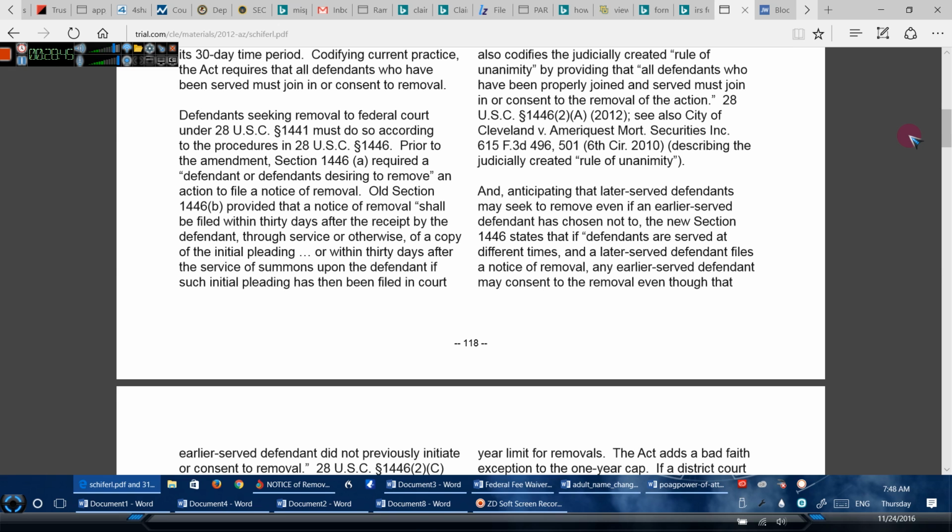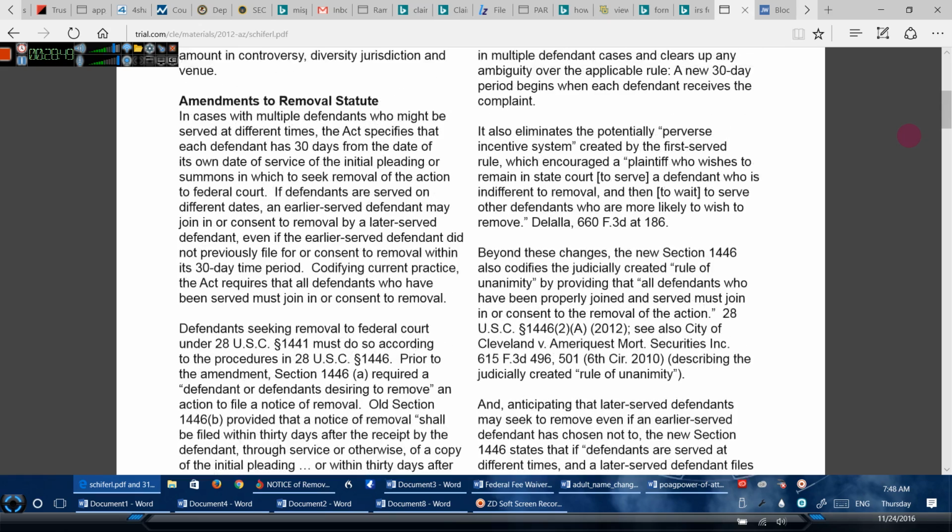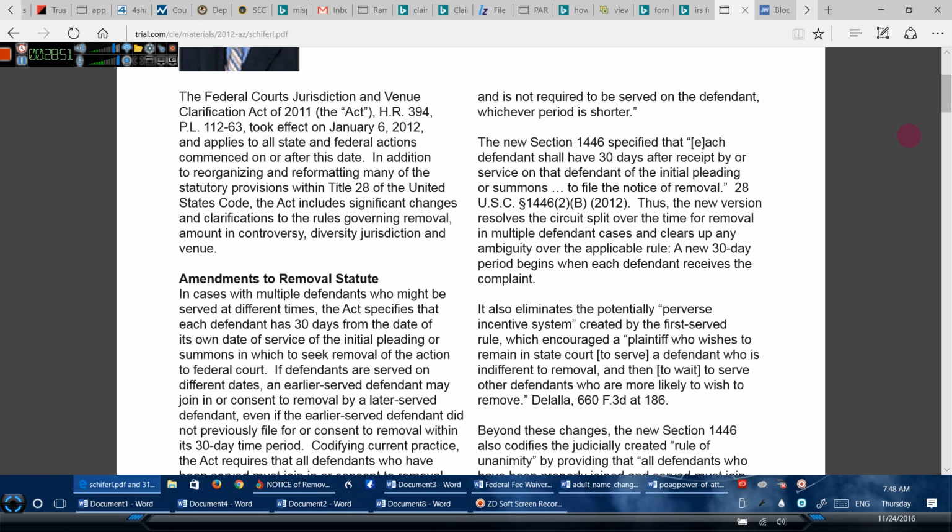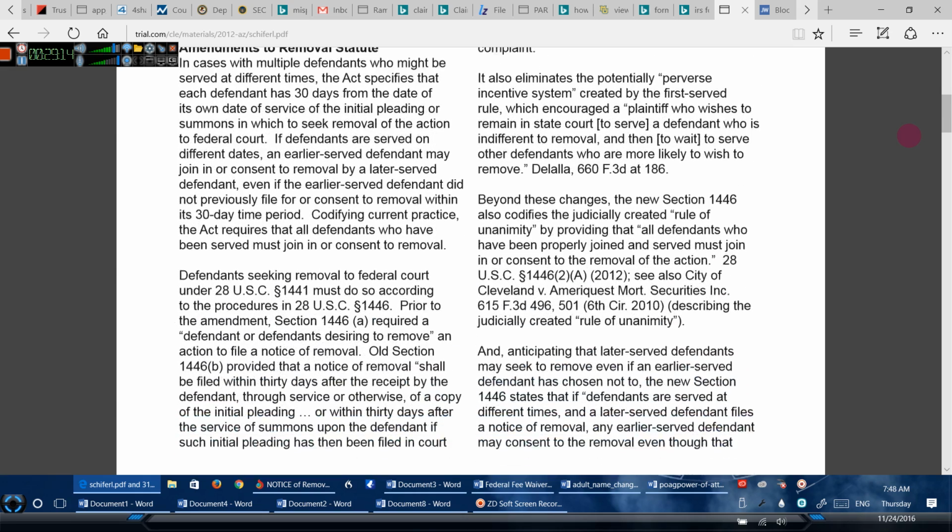And within 30 days after the service of summons on the defendant, if such initial pleadings have been filed in a court and it's not required to be served on the defendant, whichever period is shorter. The new Section 1446 specifies that each defendant shall have 30 days of receipt. That's what we just read. This new version resolves the circuit split over the time of removal in multiple defendant cases and clears up any ambiguity over the applicable rule. The new 30-day period begins when each defendant receives the complaint.